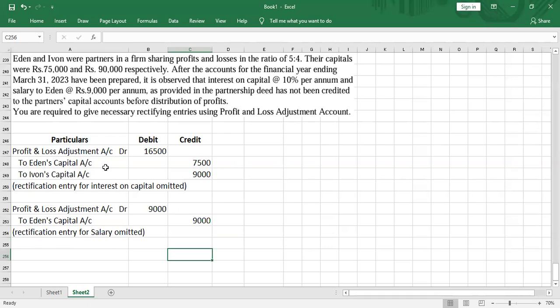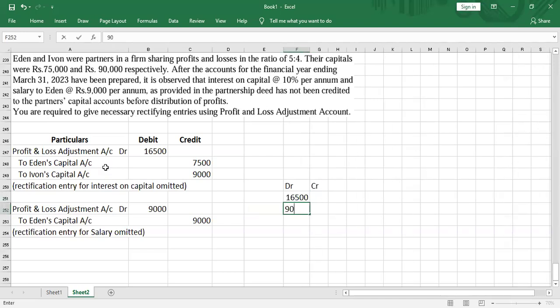Once you have passed the journal entries, all you have to do is find out if it's profit or loss in the P&L adjustment account. It's very simple. You take the debit total and credit total. Past profit and loss adjustment account is debited by 16,500 and 9,000. So the total debit is 25,500. Profit and loss adjustment has not been credited at all. So total credit is zero. So it's actually a loss. Debit is more than the credit. It's a loss. Profit or loss will be debited to partners' capital account.